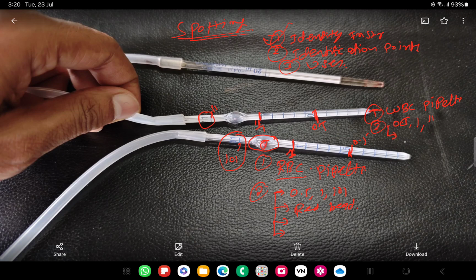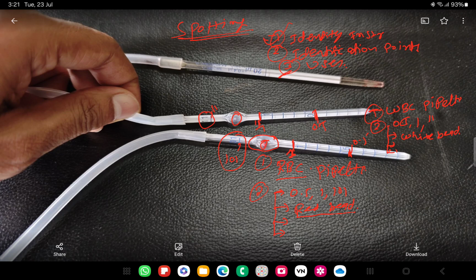Then the second point is that the RBC pipette has a red bead, but here you will get a white bead. Third point, again, the mouthpiece is white and the bulb size is smaller. So you can add the third and fourth points if you want. Clear? So two things are clear. Now we can discuss the uses.